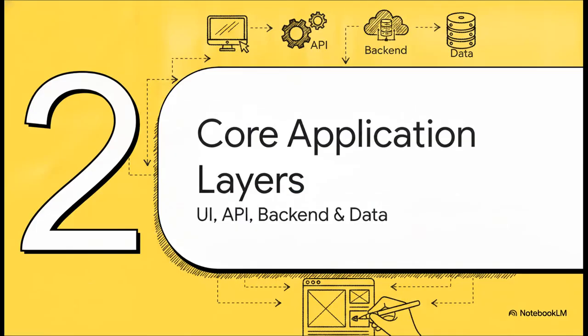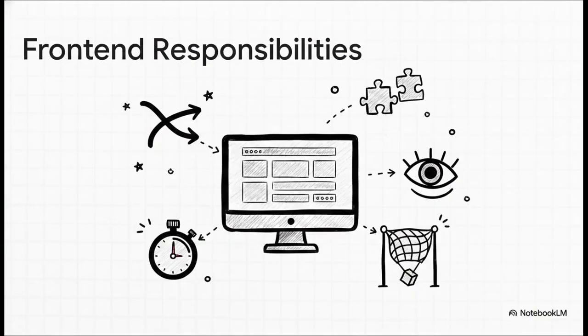Moving on to Section 2, the core application layers. Here we'll be looking at the UI, the API, the backend, and the data. Starting right at the front end, engineering is no longer just slapping together some HTML and a little CSS. Think about the sheer number of responsibilities we're dealing with now. Complex state management, client-side routing, heavy API integrations, strict accessibility standards, performance optimization, and graceful error handling.